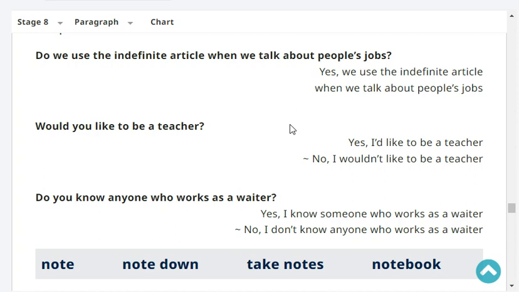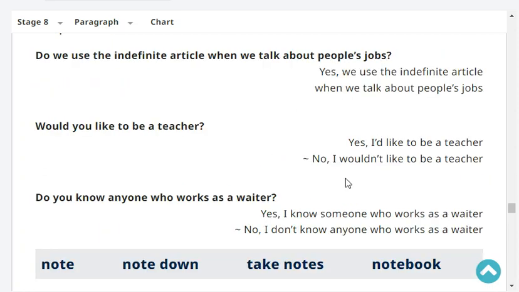Do you know anyone who works as a waiter? Yes or no? No, I don't know anyone who works as a waiter. As a waiter. Very good.